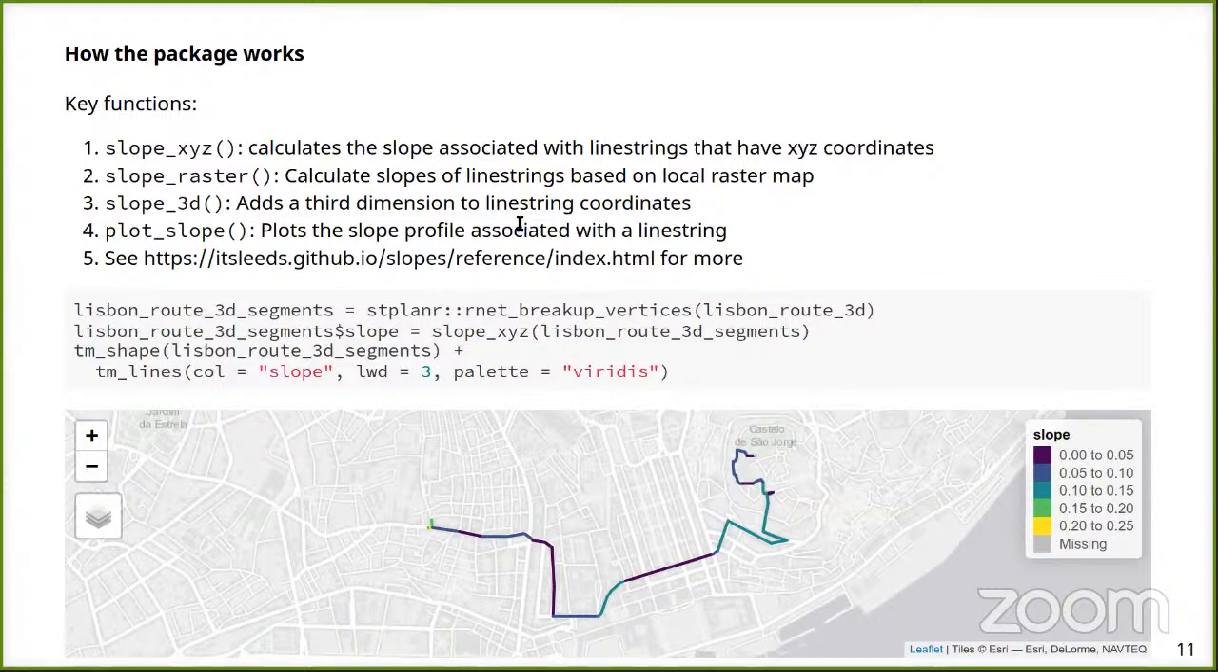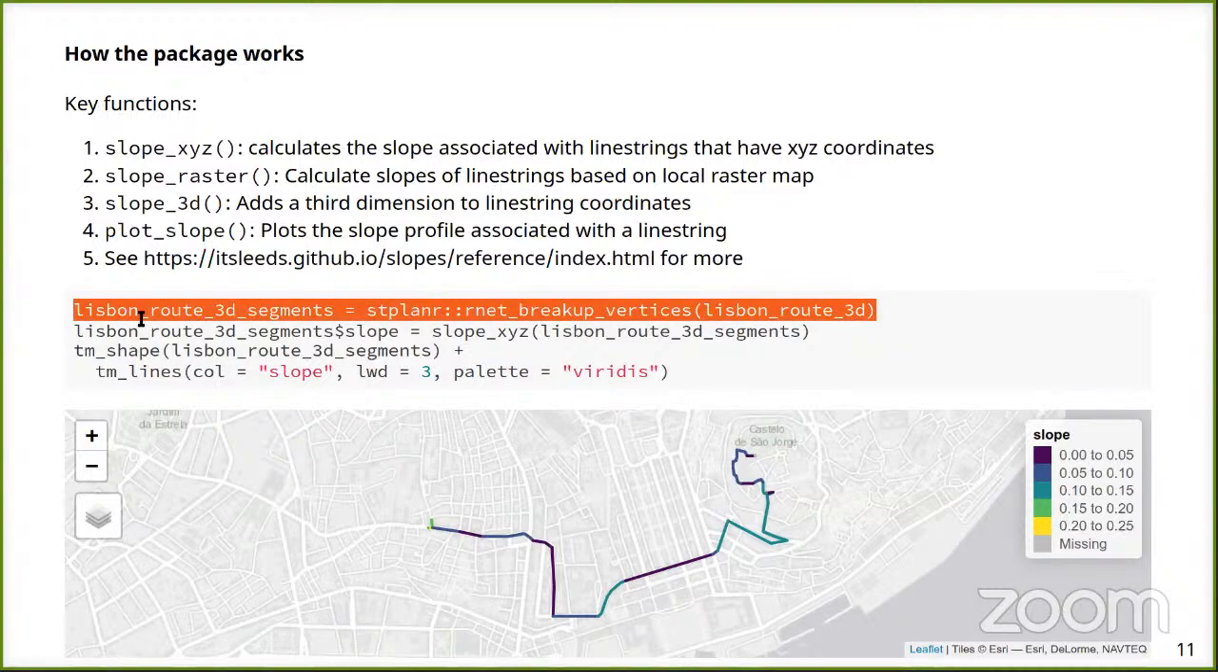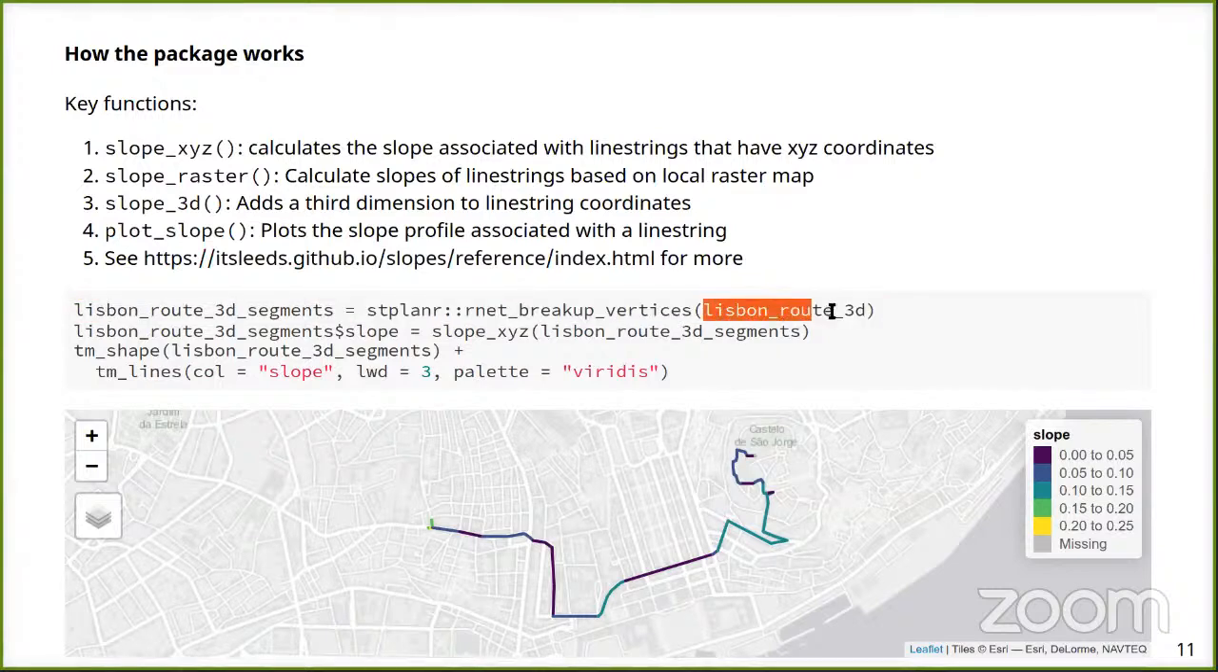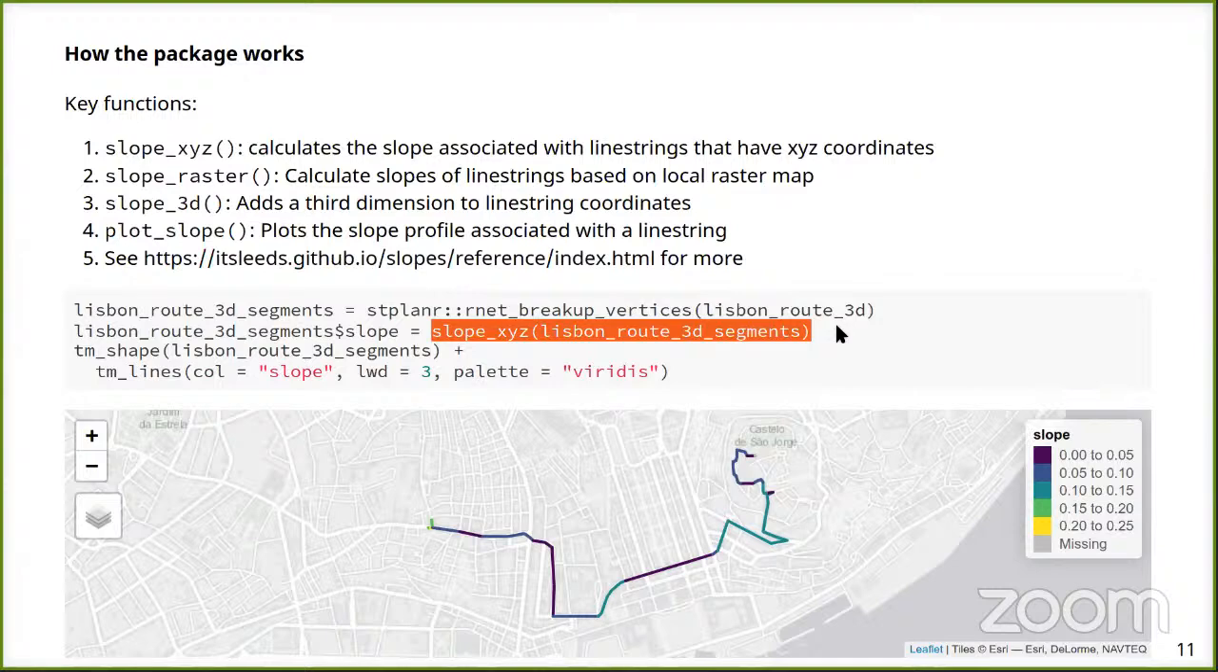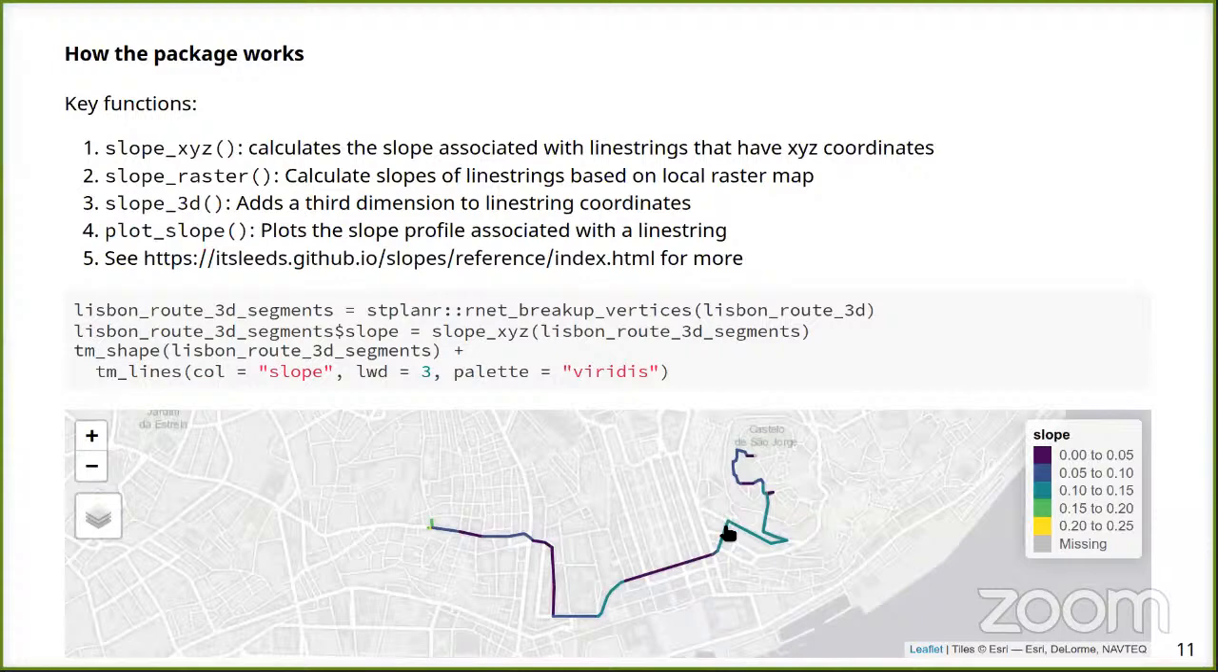And we're going to provide examples of each of these, but just to show you the kind of thing that we're talking about very quickly, this first command takes a data object, lisbon_route_3d, breaks it up into different segments, and then calculates the slope. So slope_xyz here is calculating the slope, and then we can see what the slope is. And when we generated this plot, we thought of another use case, which is people who have limited mobility, who may find it difficult to travel.